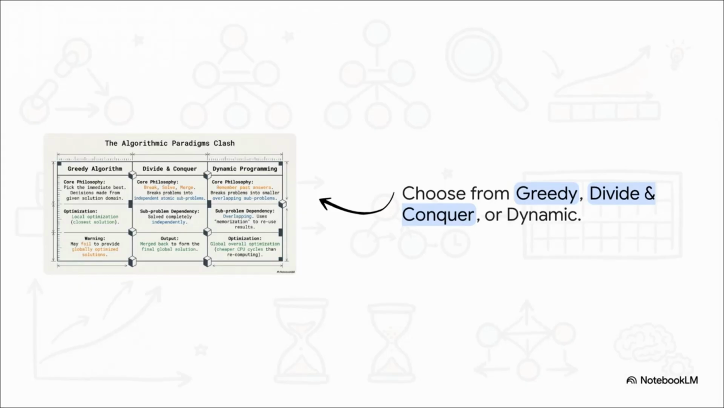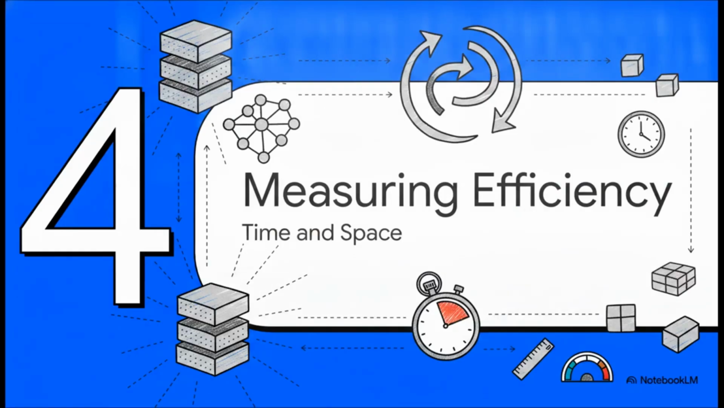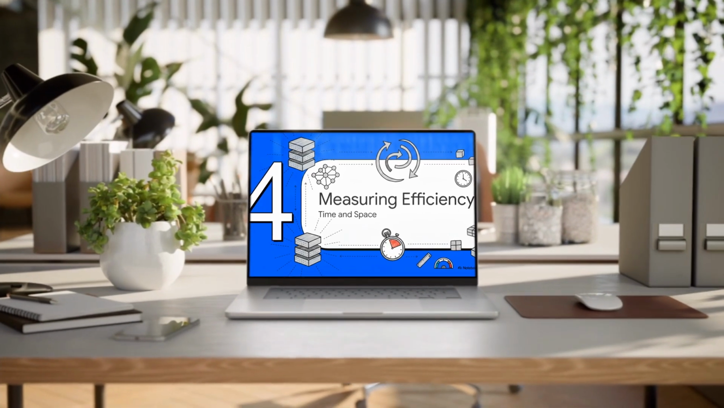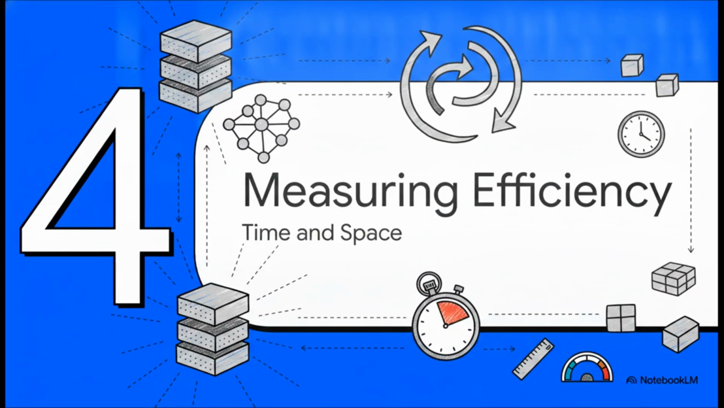When designing these rulebooks, developers choose from some really exciting paradigms to decide the core philosophy of their solution. For instance, will you use a greedy algorithm to just pick the immediate best option available right now? Or will you use divide and conquer to break a massive problem down into independent atomic pieces, solve them individually, and then merge the answers? Or perhaps you go with dynamic programming, where the computer actually memorizes past answers to overlapping problems just to save precious CPU cycles. Okay, that brings us to Section 4, Measuring Algorithm Efficiency, Time and Space.